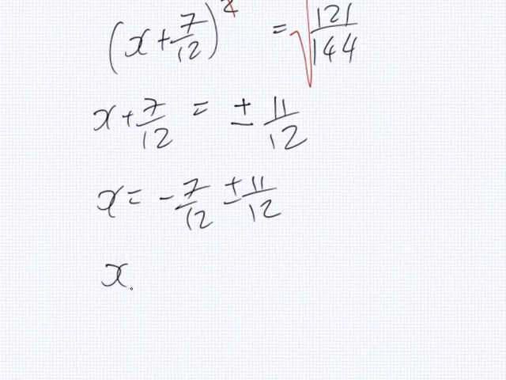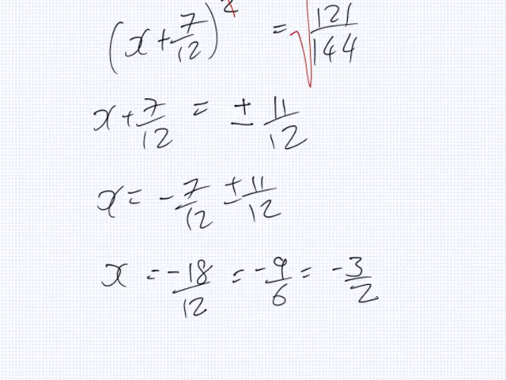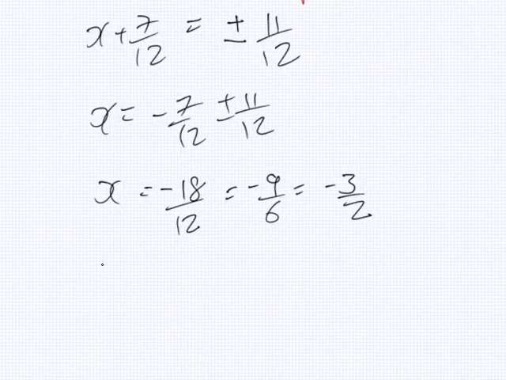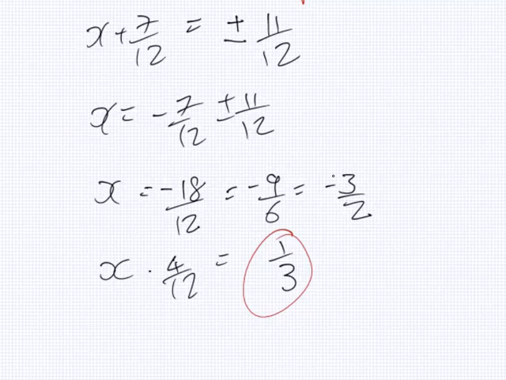So if we do the minus first, then that will be minus 18 over 12, which equals minus 9 over 6, which equals minus 3 over 2. And if we do the plus, we get minus 7 over 12 plus 11 over 12. That's 4 over 12, which is 1 over 3. That's a lot longer. The method is a lot longer.